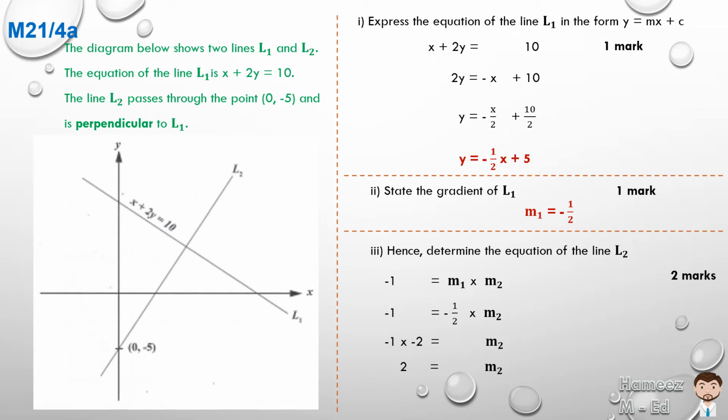And if we want the equation of that line, remember the general form of the equation of a straight line is y is equal to mx plus c. We know m is the gradient of the line 2, m2. And we know c. If we look at the graph, we can see where that line is cutting the y-axis. So we can rewrite it, y is equal to 2x minus 5.